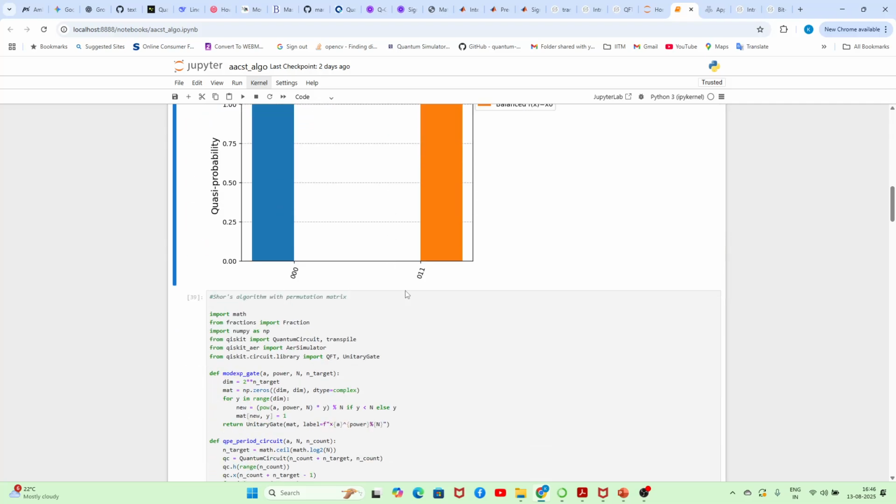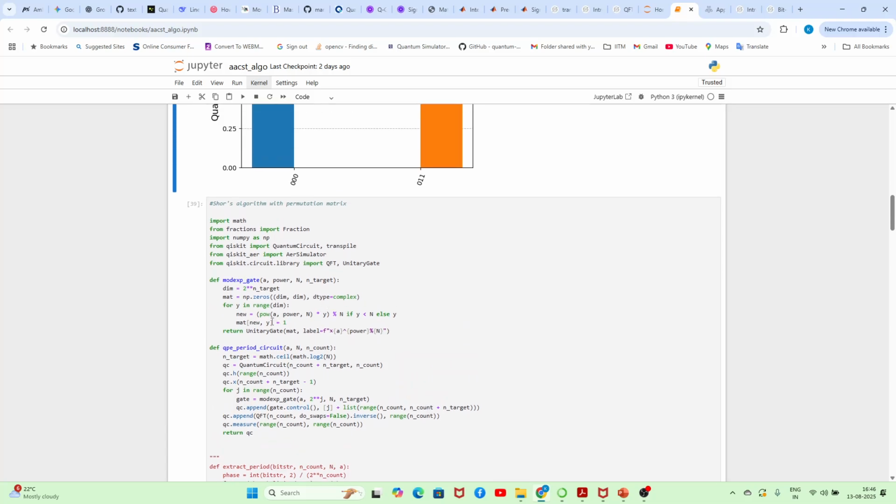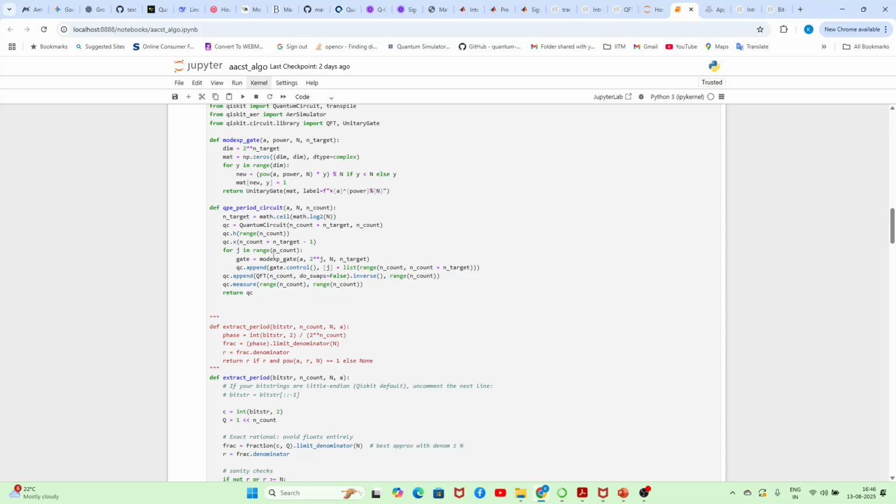Only thing, it takes some time for you to do that. Okay, so that's about the DG algorithm. Now we'll go to Shor's algorithm. So here we have to build the unitary matrix, that is, what I mean by the permutation matrix I'm building. Then the QPU circuit I'm drawing.